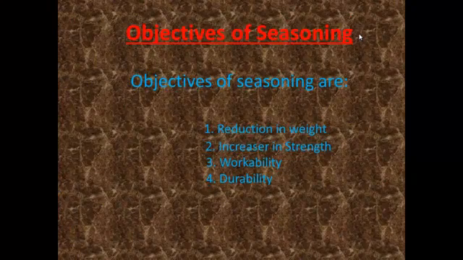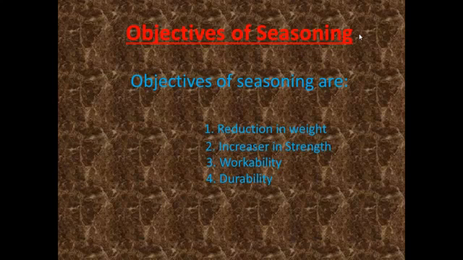These are the objectives of seasoning, that is, why is seasoning required? Seasoning is required because it results in the following advantages. First of all, a reduction in weight. Before timber logs are transported, they are put to seasoning in order to expel the moisture content present and decrease the weight due to the water content in green wood. Then we have increase in strength. Moisture content in the cell walls and cell cavities decreases the strength of the timber. The higher the moisture content, the lower the strength of timber.